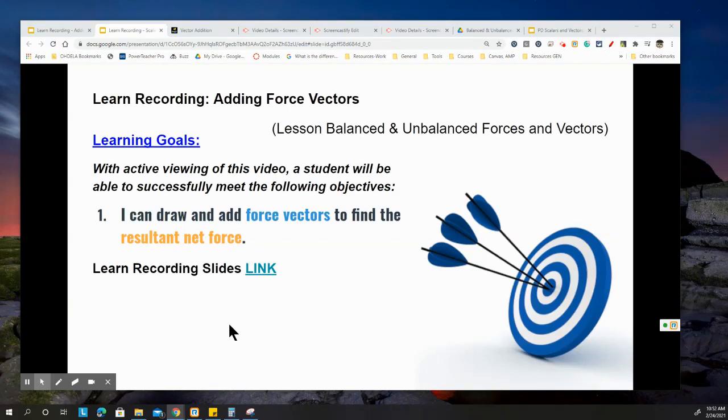This is your Learn recording for adding force factors. With active viewing of this video, a student will be able to successfully meet the following objective. I can draw and add force factors to find the resultant net force.